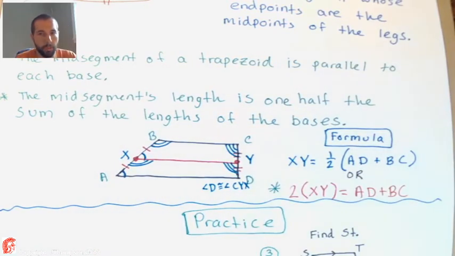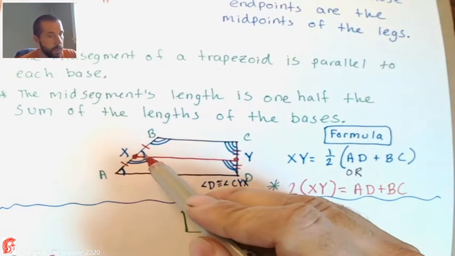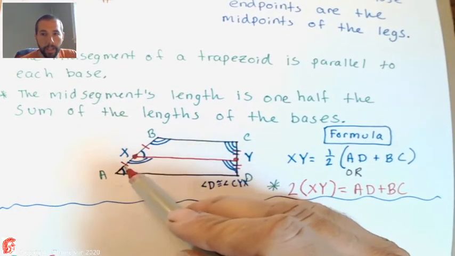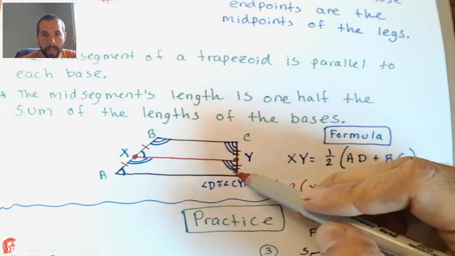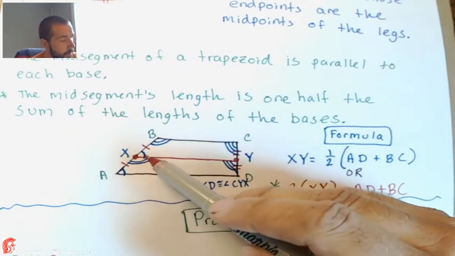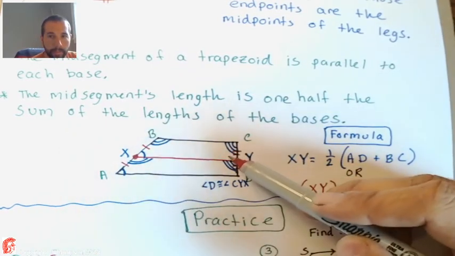Okay, because they're corresponding. And then also the consecutive interior angles are supplementary. So these two angles add up to 180, these two angles add up to 180, and so on. These two add up to 180, and these two add up to 180. And then the linear pairs, those are supplementary.